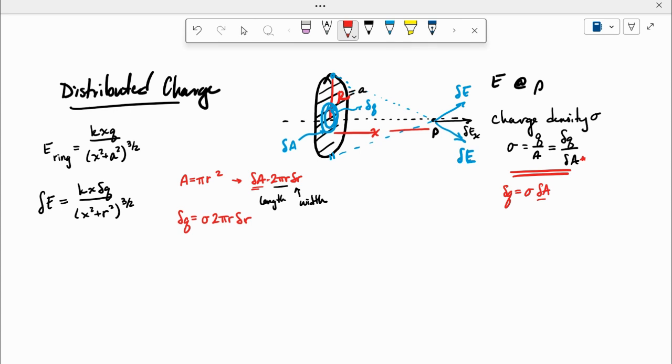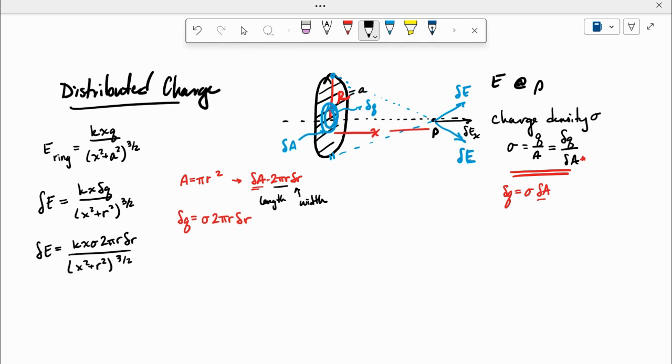And this overall charge is going to become our pieces of charge. So now we're going to smush all this together. And we have dE is equal to k x that guy, 2 pi r dr, over the quantity x squared plus r squared to the 3/2. Really ugly stuff. But if we integrate this, we're going to get our E.